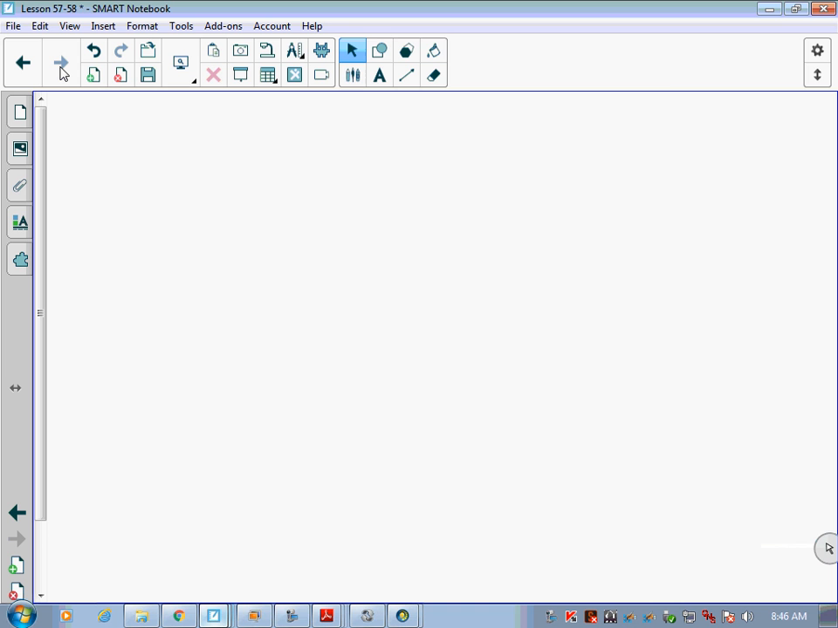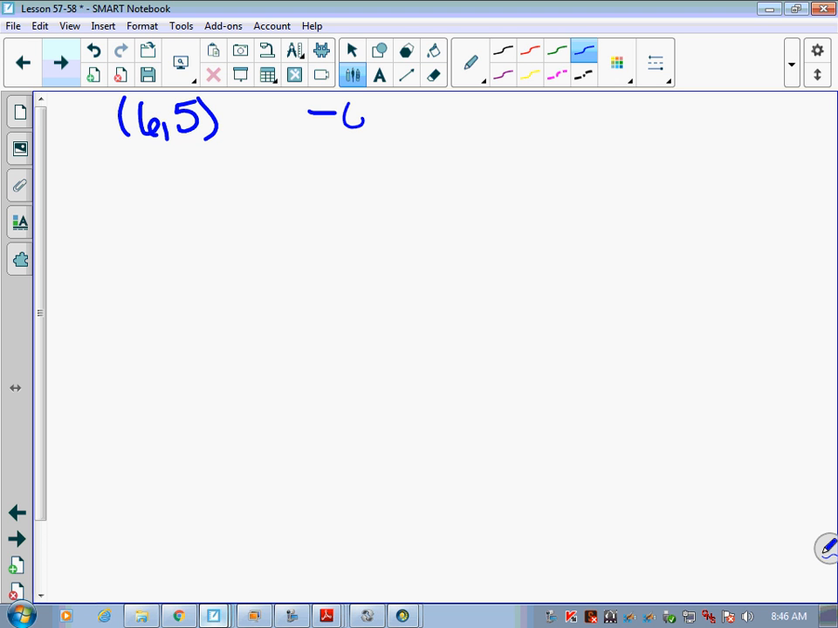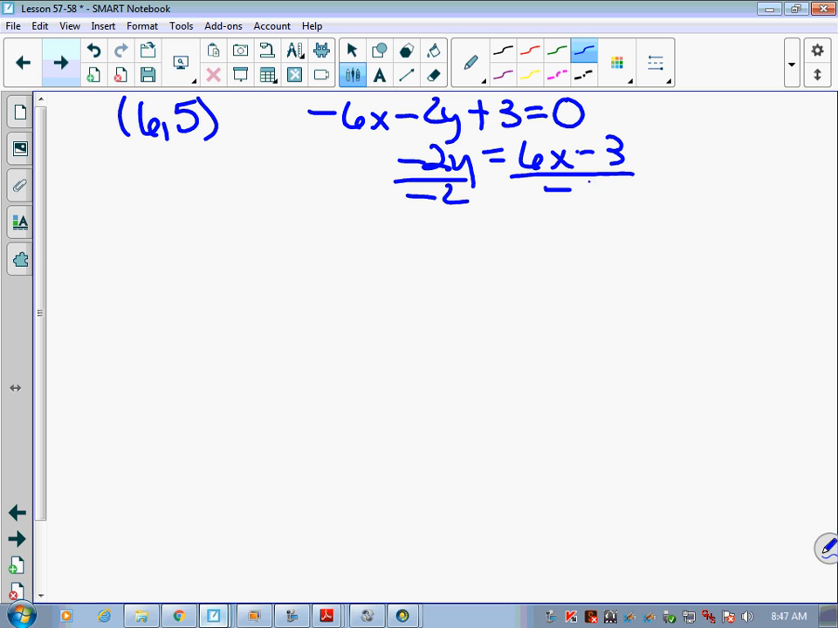Okay, so I'm going to put this information up here. Let's see, we've got (6, 5), and we've got -6x minus 2y plus 3 equals 0. So let's start off with this. Obviously, what I would do is add 6x and subtract 3. So you've got -2y equals 6x minus 3. Divide by -2. So you've got y equals negative 3x plus 3/2.